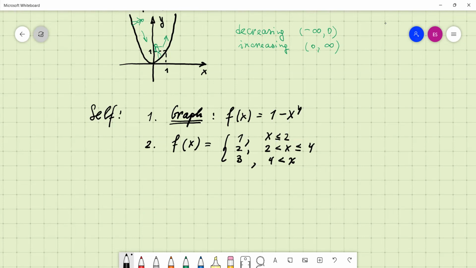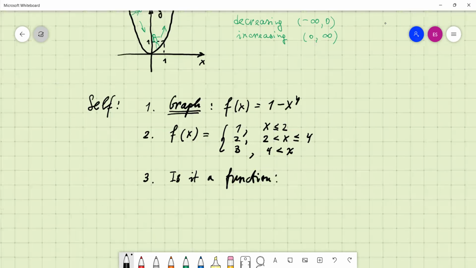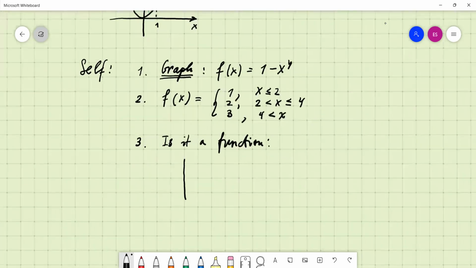Okay, and the last problem is asking, if the graph below is a function, is it a function? I'm going to graph an ellipse, and again, the formula is not very important. I just want you to judge by the look of the graph. That's my graph, and the question is, is it a function?